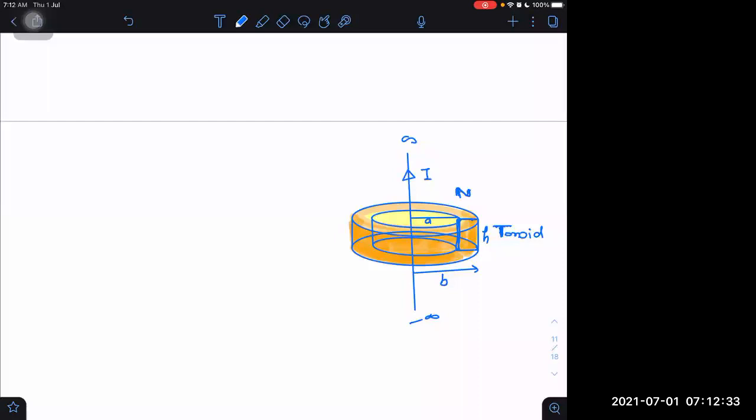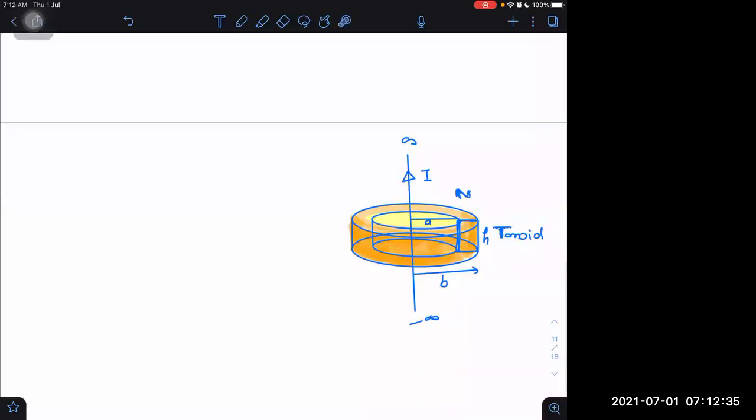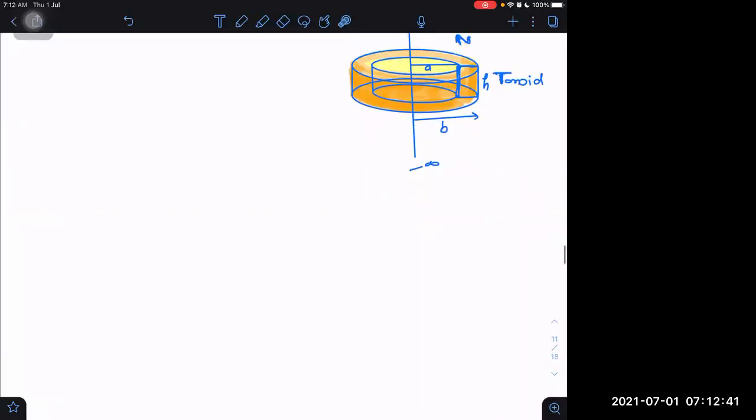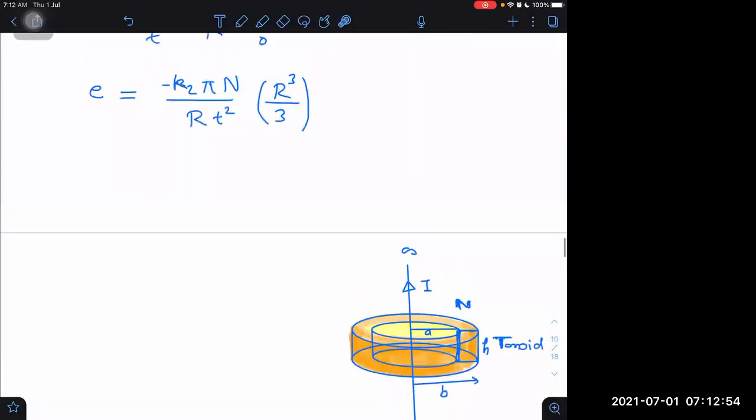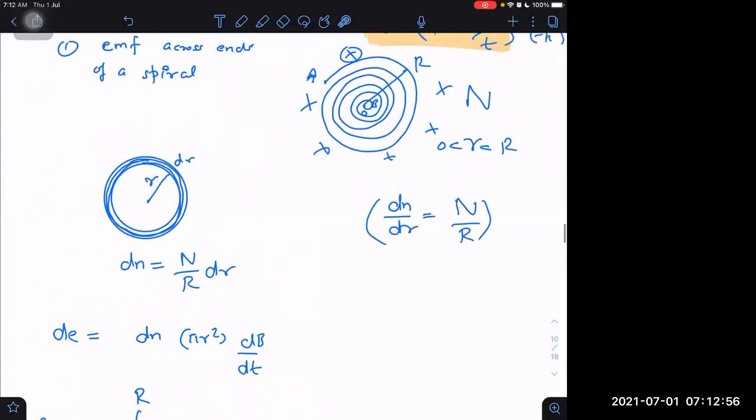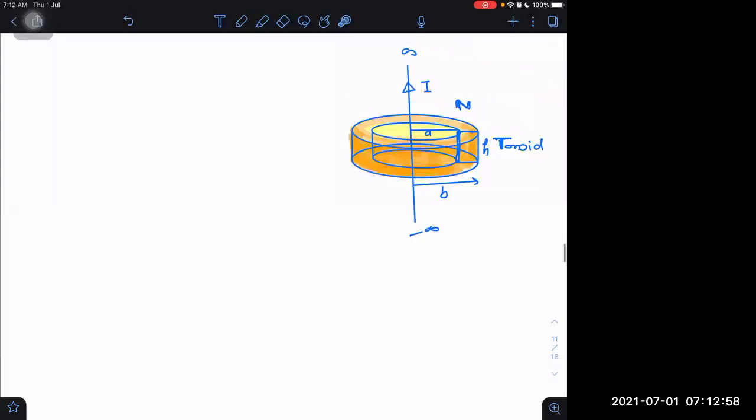And then total flux will be, because it has n number of turns, n times the flux through one turn. Once we get the total flux, we can ask the question that if there's a rate of change of current here, what will be the EMF produced here, or what is the mutual inductance between these two? Can we find the mutual inductance between these two or not?